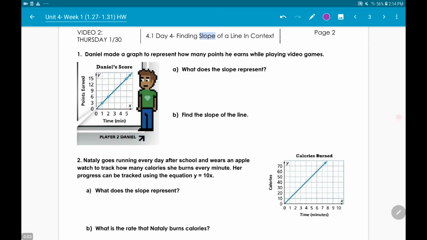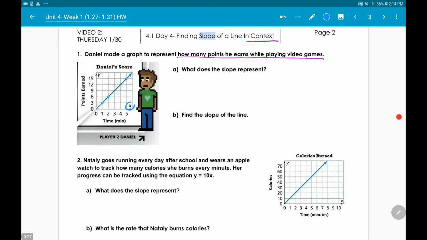Alright, we're moving on to finding slope of a line in context. So that means within a word problem or with a graph that tells us some extra information. Daniel made a graph to represent how many points he earned while playing video games. Let's take a look at this graph here.